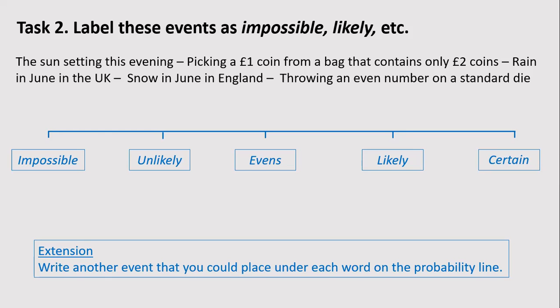Extension is write another event that you could place under each word on the probability line. So make up your own that can go on there. So if you pause the video now and give this activity a go, please.